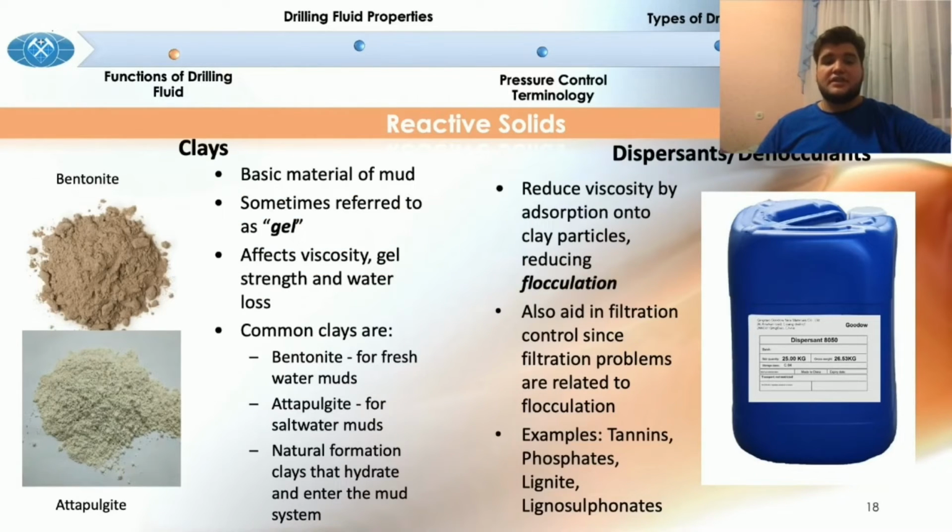Reactive solids are the clays, dispersants, or deflocculants. Clay is the basic material of the mud. Usually bentonite, attapulgite, and natural formation clays that hydrate and enter the mud system are used. Dispersants reduce viscosity by adsorption onto clay particles, reducing flocculation. Examples are tannins, phosphates, lignite, and lignosulfonates.